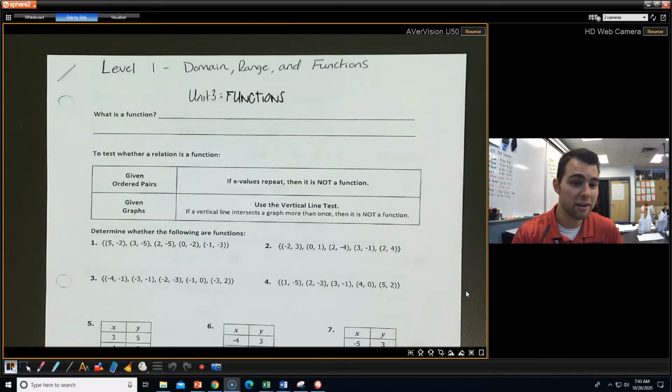Knight, and we are starting our next unit, Unit 3, Functions. We're going to look at Level 1, Domain, Range, and Functions, talk about what all those things are. And look, we're going to answer this age-old question. What is math? What is it about, right?